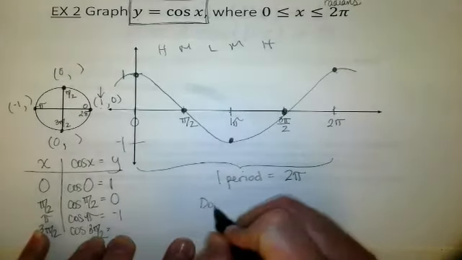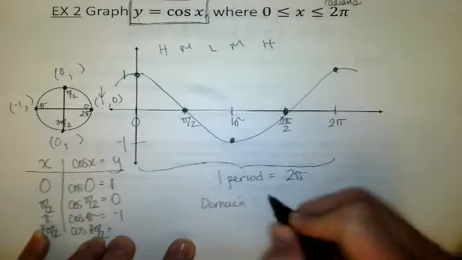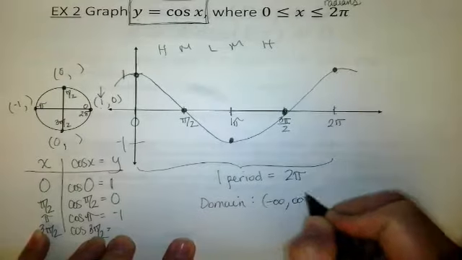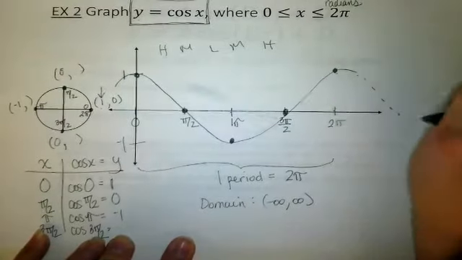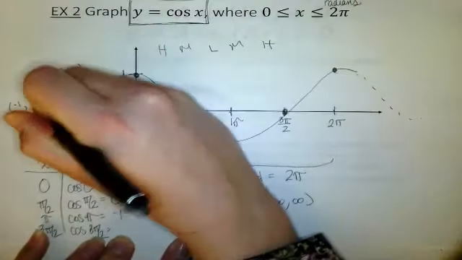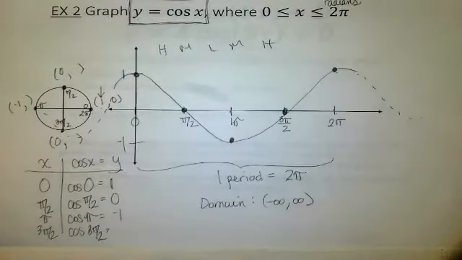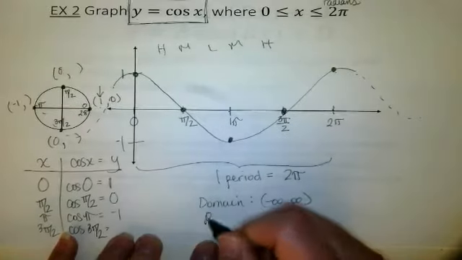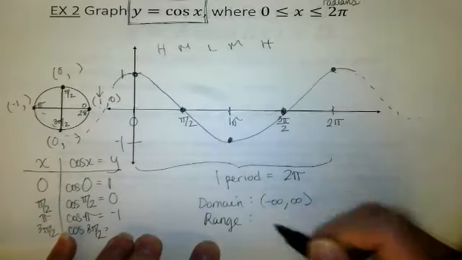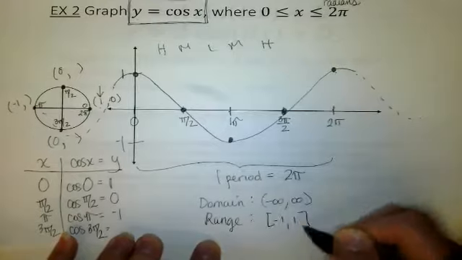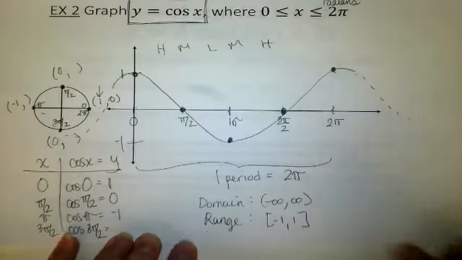What's the domain? All real numbers, negative infinity to positive infinity. Again, this continues on in the same cyclical pattern over and over. What's the range? Negative 1 to 1. Very good. Our lowest value is negative 1 and our highest value is 1.